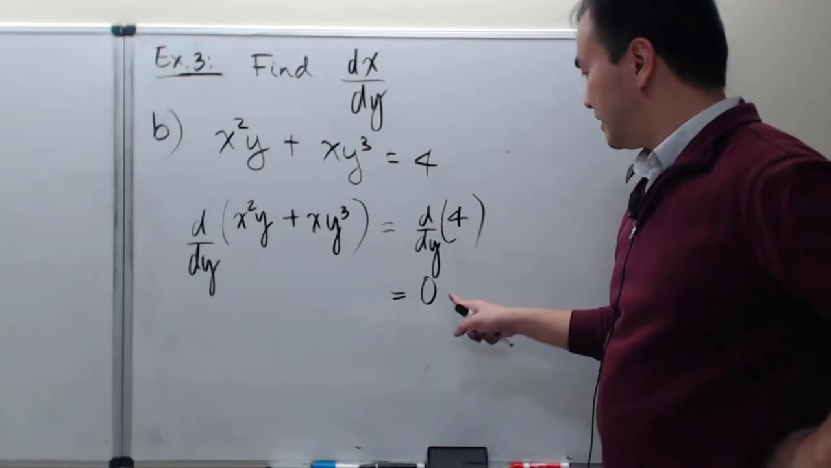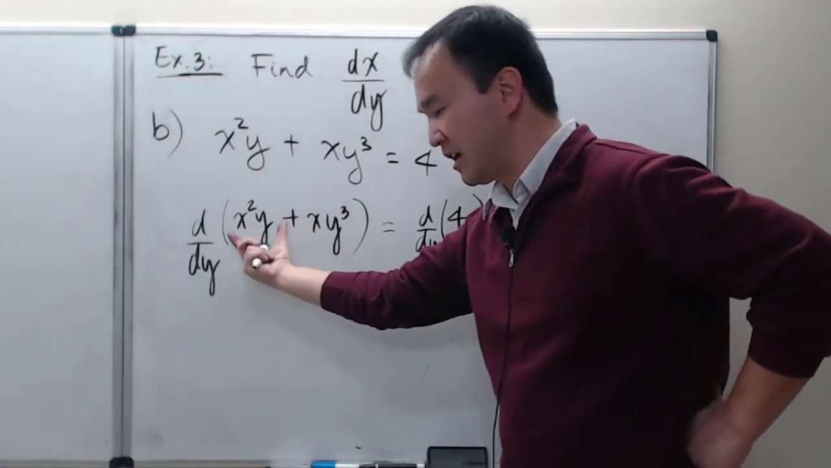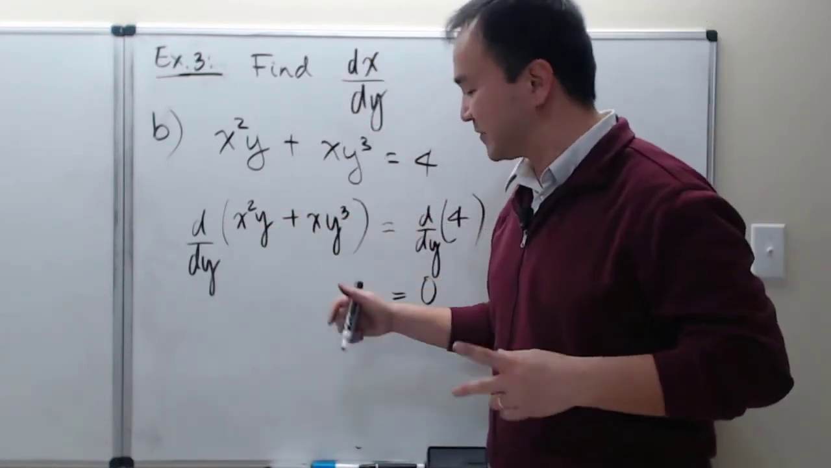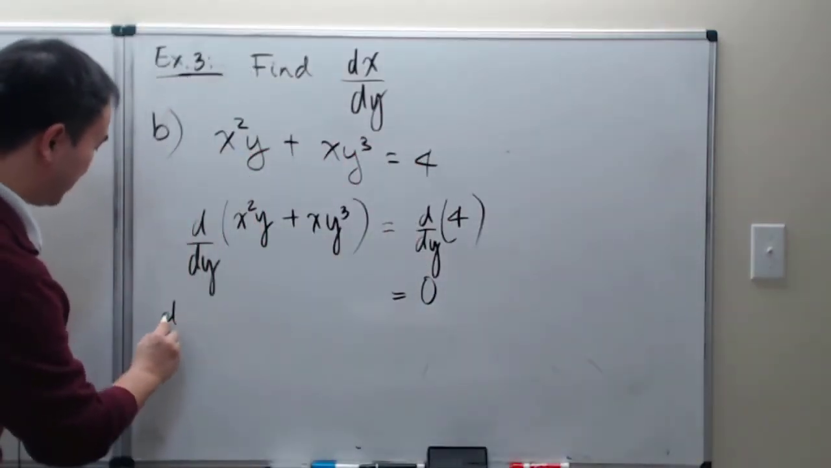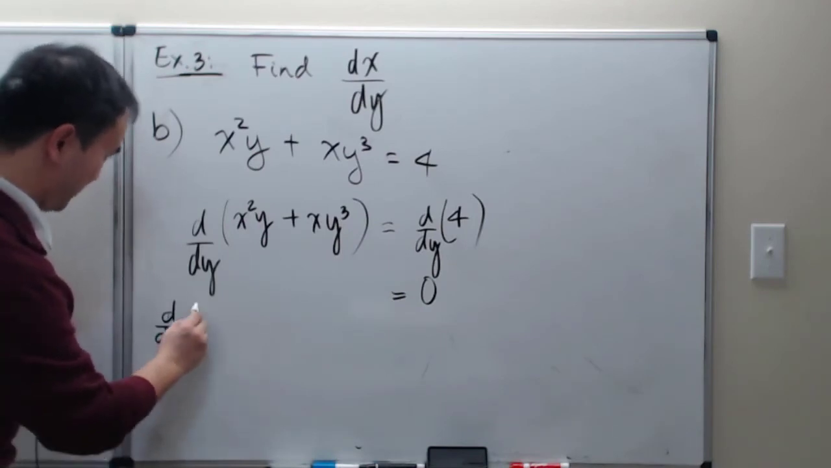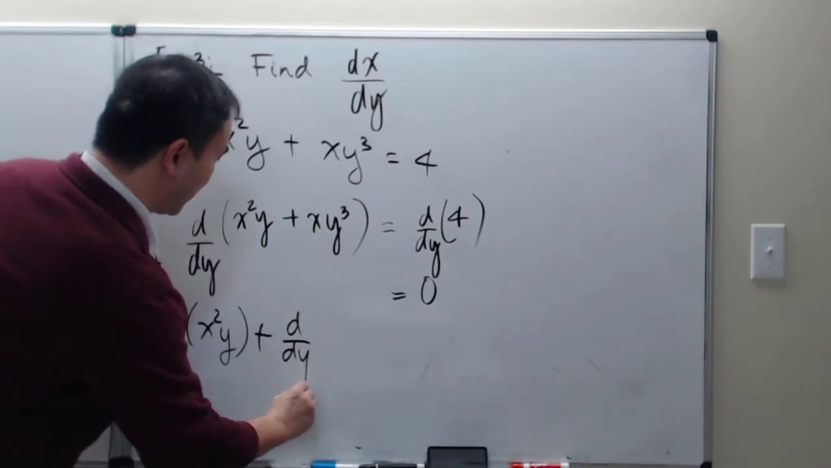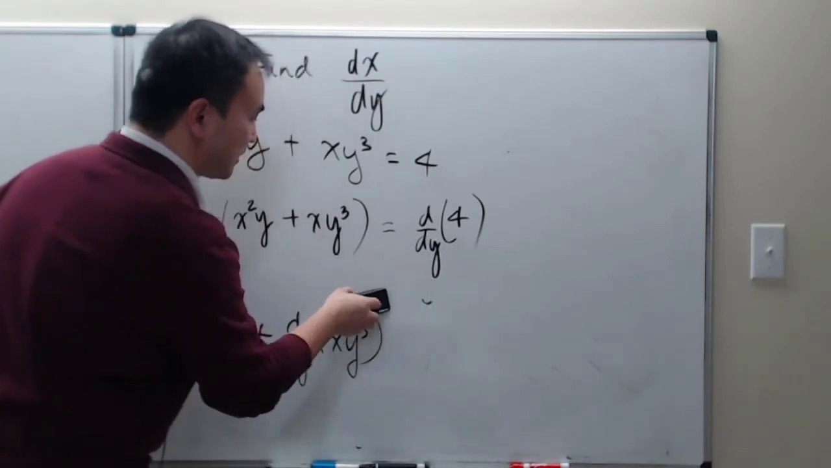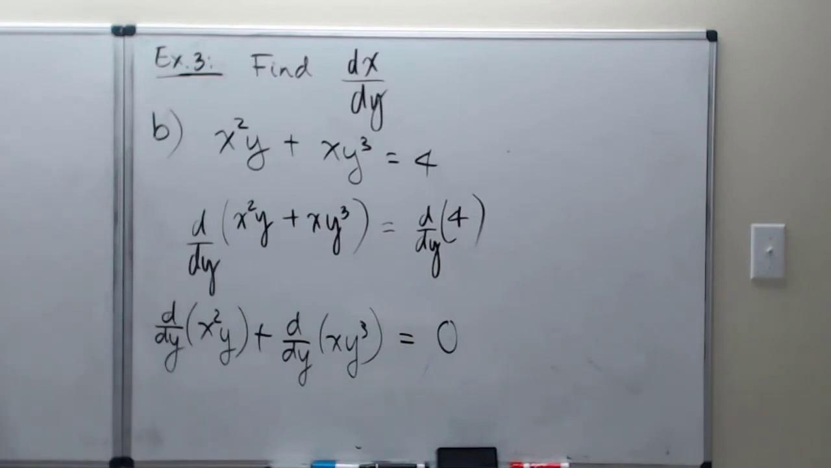Now the sum rule is coming in right here, because we have a sum of these two terms, and each term involves all that crazy x and y, and we'll get to that. So now we need to find a separate derivative in terms of y for x squared y plus a separate derivative in terms of y for x y cubed. I kind of misplaced my line right here, so I'll rewrite them equal 0. All right, and so now we are ready for the next step.